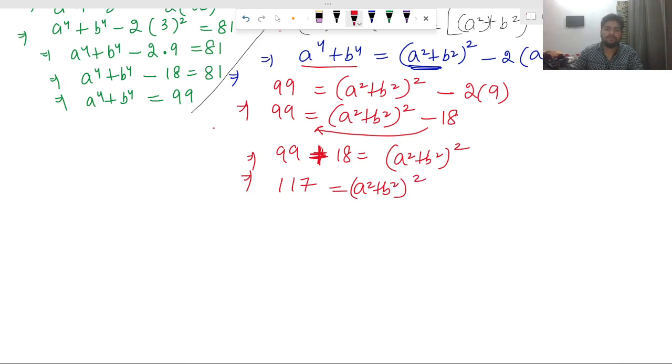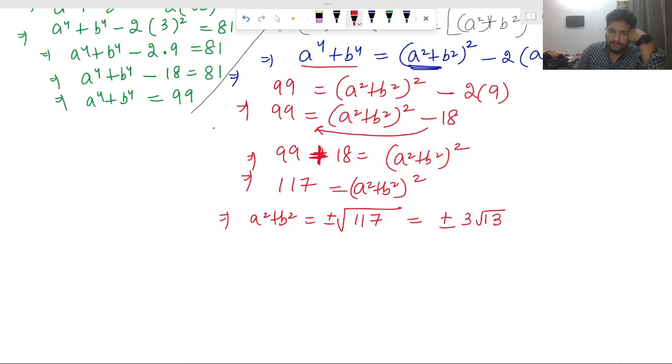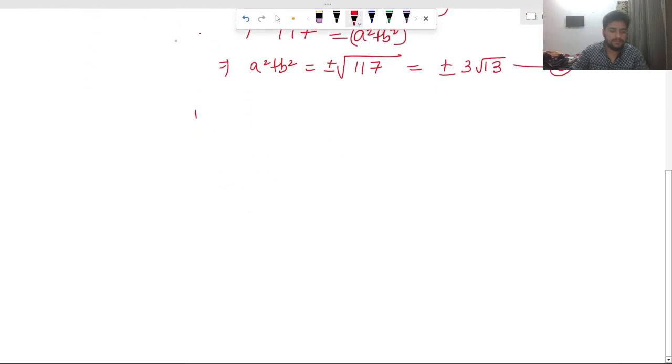Okay, so our value of a square plus b square comes out to be plus minus square root of 117, and square root of 117 can be written as 3 under root 13. Let's consider this to be our third equation. Now let's consider this to be step 3.